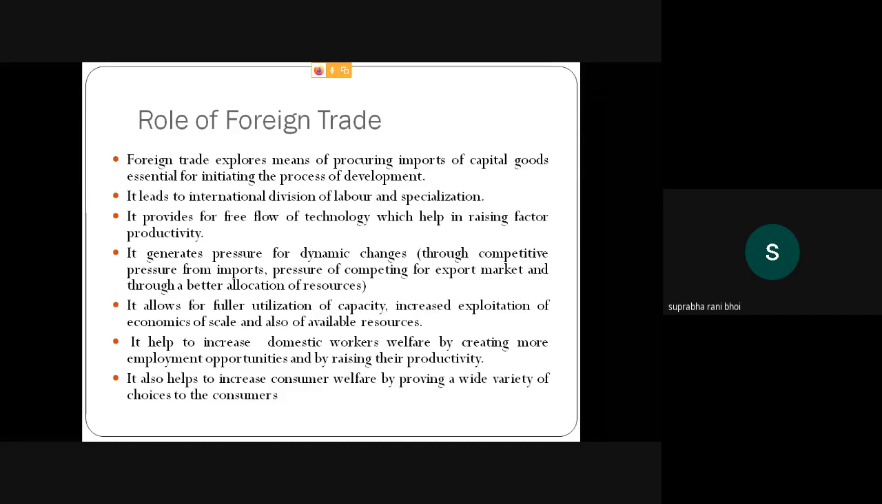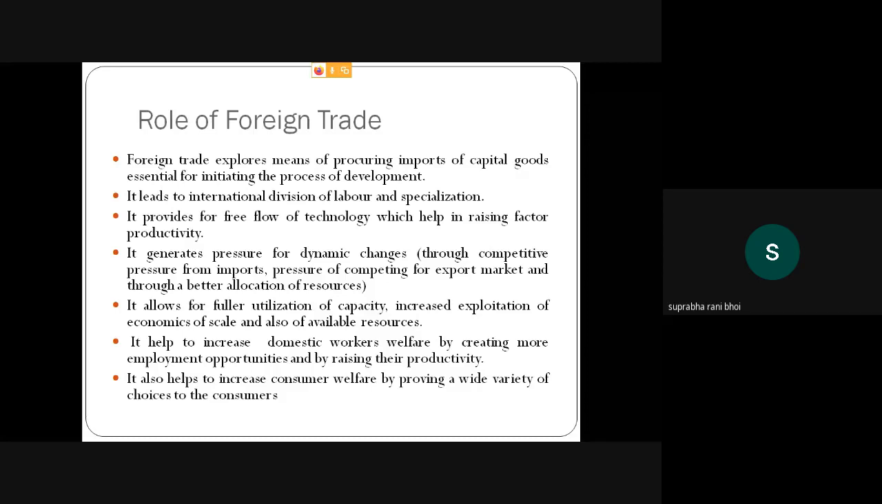Next one is, foreign trade helps in free flow of technology, which helps in raising factor productivity and helps us to produce a given good with good quality that can be eligible to be exportable.